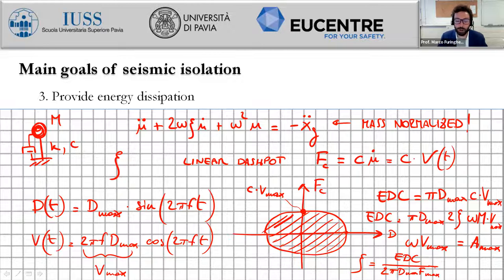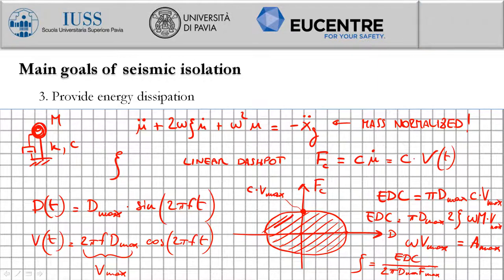This is the expression of the equivalent viscous damping according to the Jacobsen formulation, which relates the hysteresis area of the force displacement loop for a given element with respect to the maximum displacement and the maximum force. And this means that we can use this expression for any kind of nonlinear hysteretic behavior in order to compute a numerical value of damping ratio.